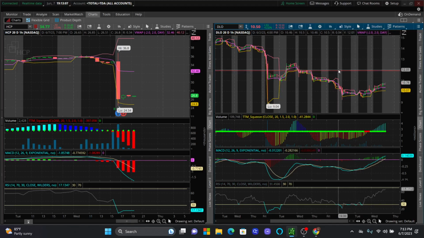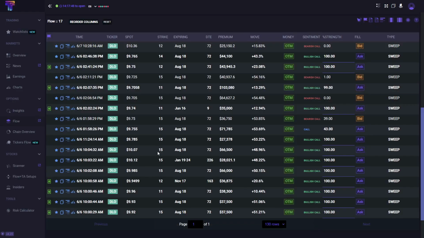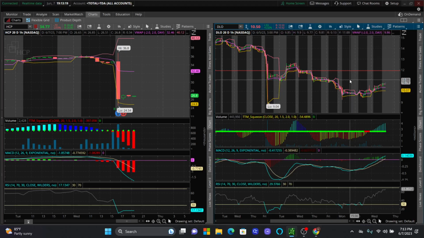The reason we could be a little more aggressive is because if we go to our flow, we have a lot of $15 strikes coming in. So there's a lot of money targeting that $15 strike. That tells us that we can target the 12 to be super conservative because at the end of the day, they're expecting it to go back up to $15 or higher. They expect this trade to take at least 74 days.